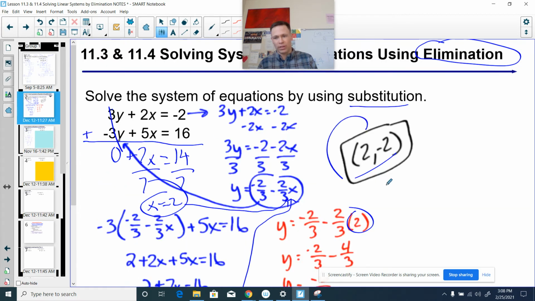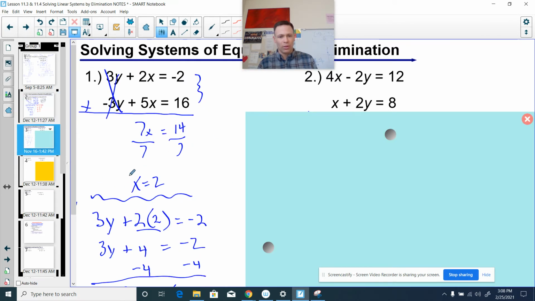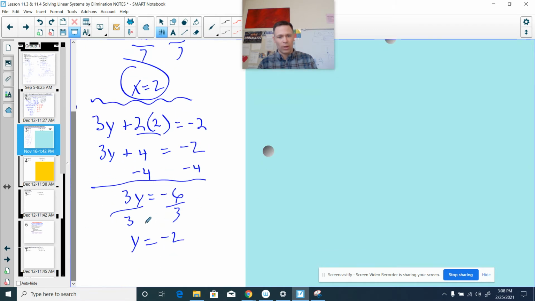And check it out. We get the same exact answer that we had before. We get an x value of 2 and a y value of negative 2. So our coordinate point is 2, negative 2.